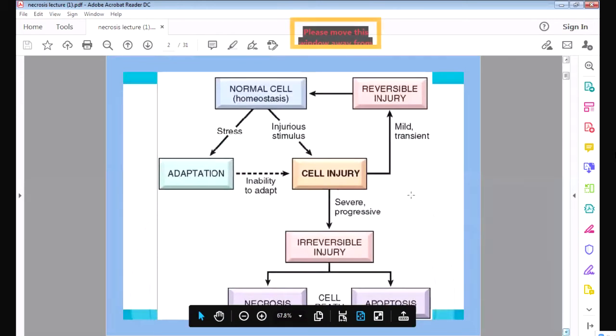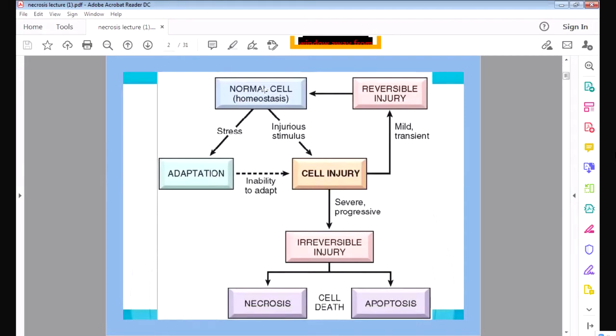So see, there is a normal cell, okay? The normal cell, when it is performing its function, is in homeostasis, okay? The cell is normal. So when there is little stress, the cell undergoes cell adaptation. And this adaptation lecture I have taken in the previous block.